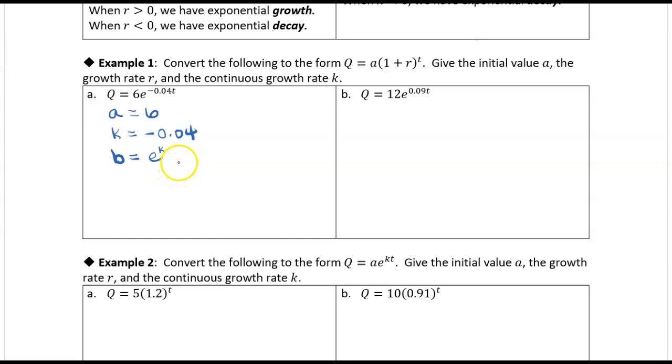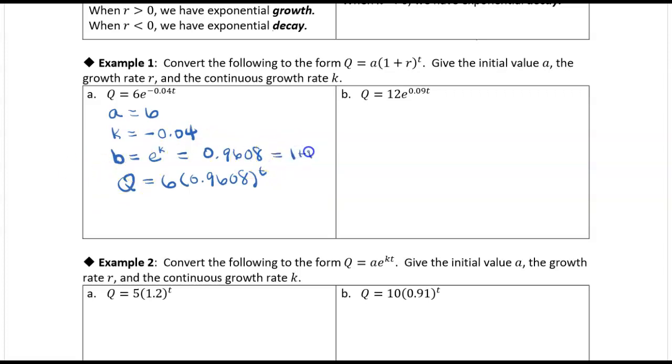And if I do that, I get 0.9608. That's what e to the k is. Okay, so if I want to rewrite this in the form q equals a times 1 plus r to the t, I would write q equals 6 times 0.9608 to the t.